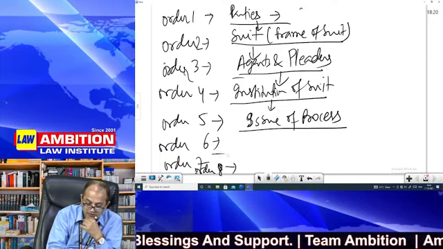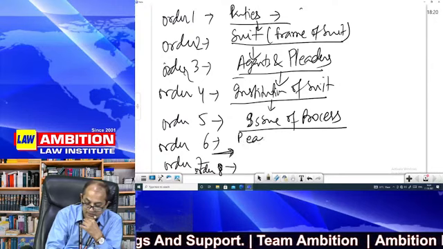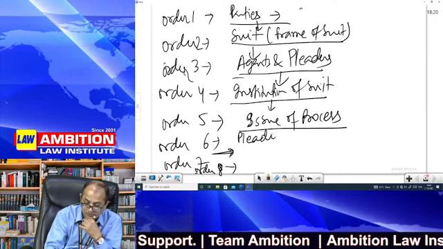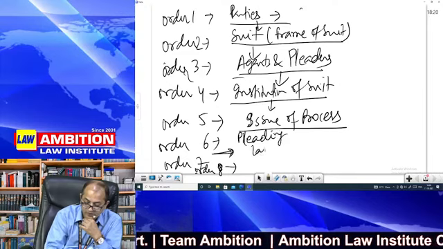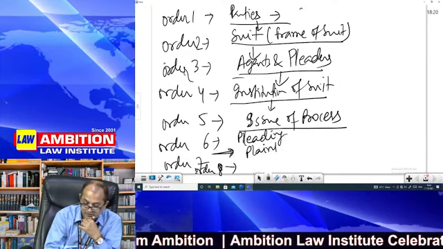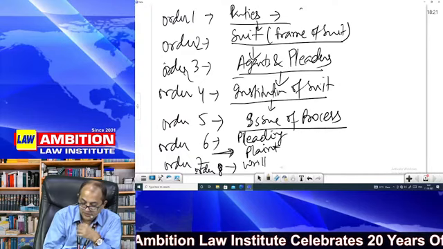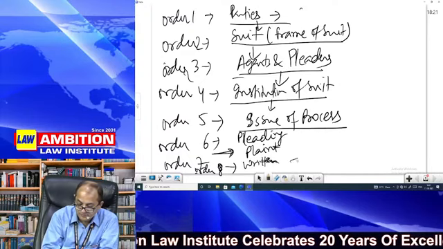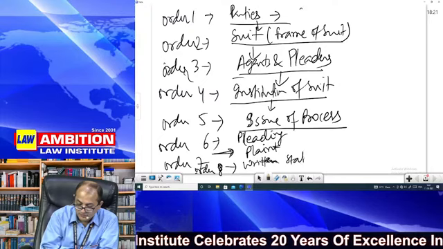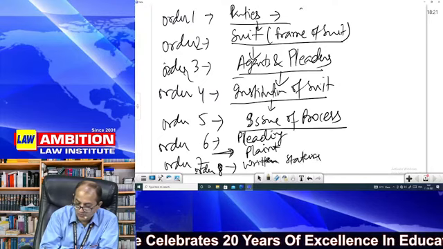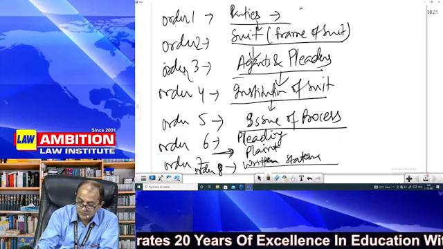Why? 6 is in general pleading. This rule governs both plaint and pleading. Plaint for plaintiff and written statement for defendant. So nothing great. So this is written in one block. Now you stop here.